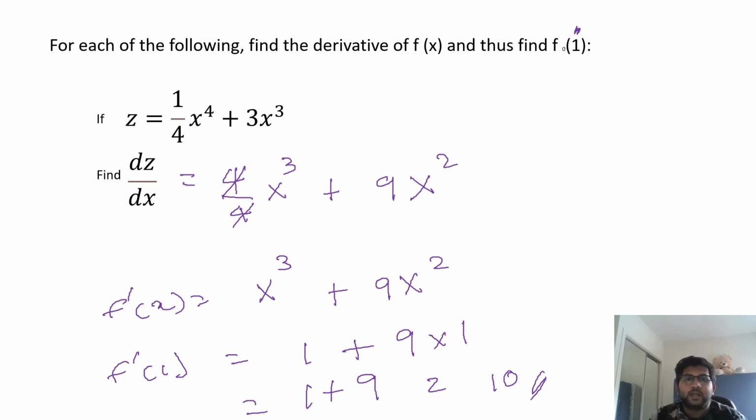Alright, I hope you guys understood the principle. It's very simple. These are basic principles of differentiation.